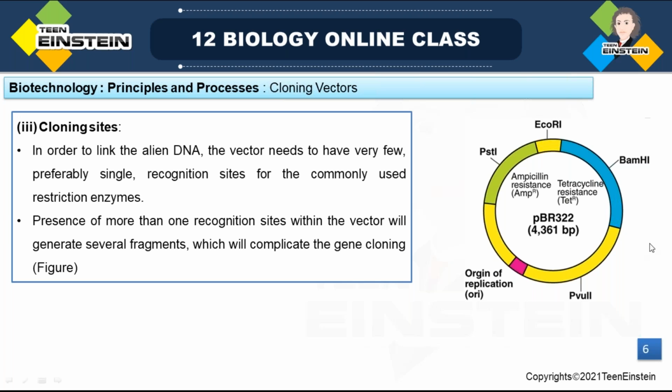Okay, in pBR322, for example, we are talking about the cloning sites. In that, BamHI and EcoRI are the recognition sites, or the cloning sites. At these sites, the restriction enzyme will come and attach, and it will make a cut.